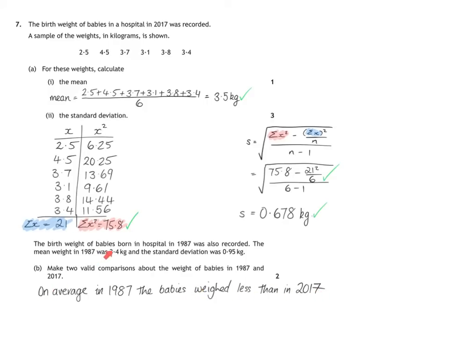So then our second statement is about our standard deviation. And our standard deviation tells us the variance of our data, so how spread out it is. So in here, we've got 0.95. In our original data, we've got 0.678. So this is telling us because it's bigger, it is more varied. So we can say, however, compared to 2017, in 1987, the weights of the babies were more varied.